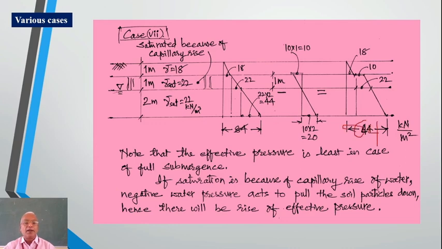Okay. Anyway, what you have to note down here is, if saturation is because of capillary, right, then negative water pressure acts to pull the soil particles down, hence there will be a rise of effective pressure. That is what one should remember.